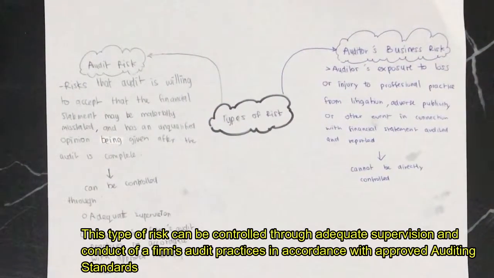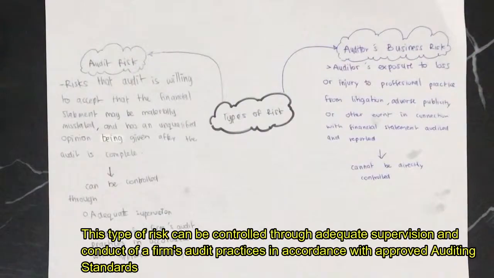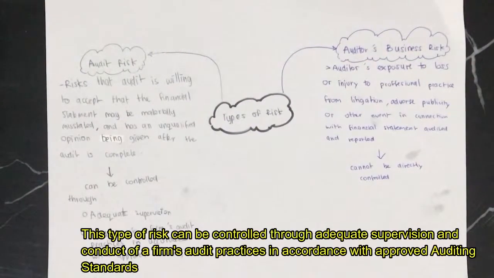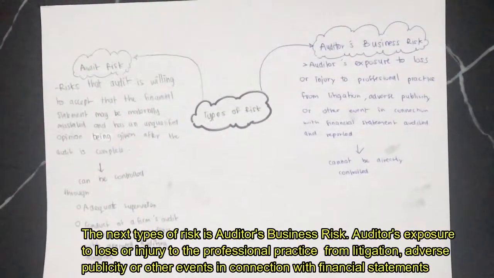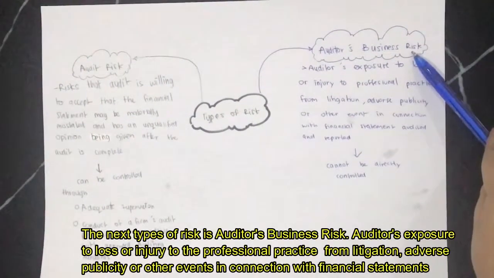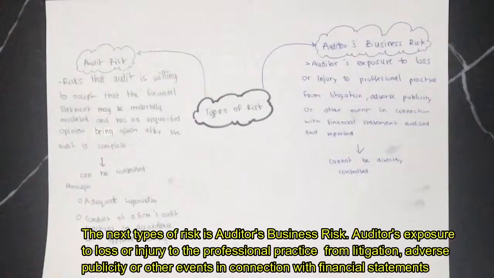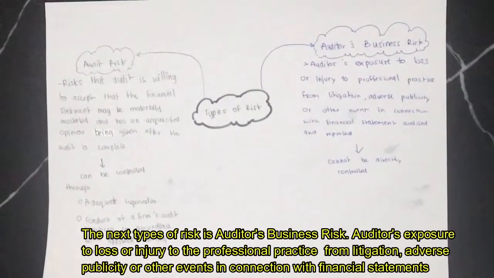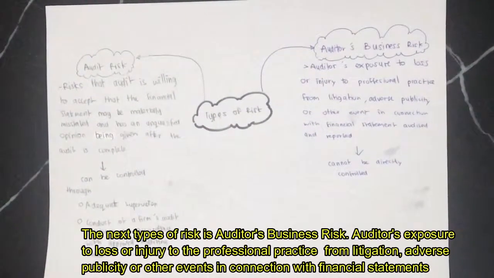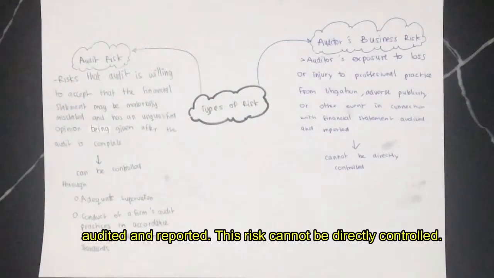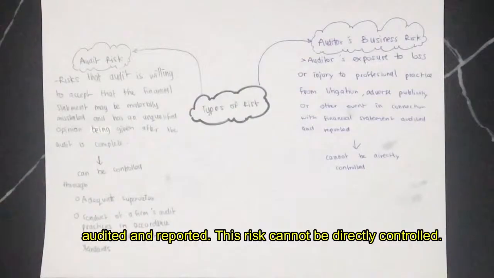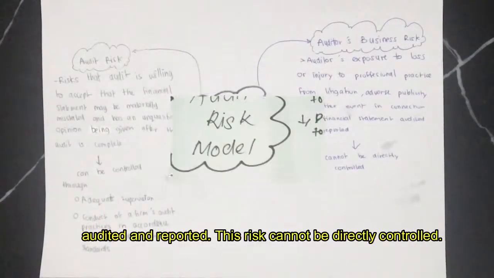This type of risk can be controlled through adequate supervision, and conduct of the firm's audit practice in accordance with approved auditing standards. The next type of risk is auditor's business risk. The auditor's exposure to loss or injury to the professional practice from litigation, adverse publicity, or other events in connection with financial statements audited and reported. This risk cannot be directly controlled.